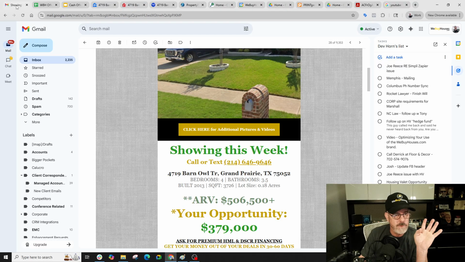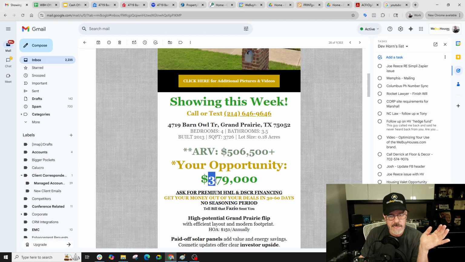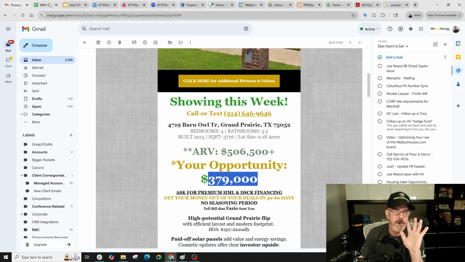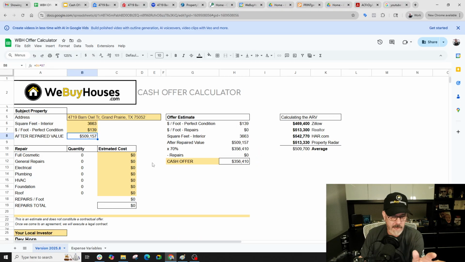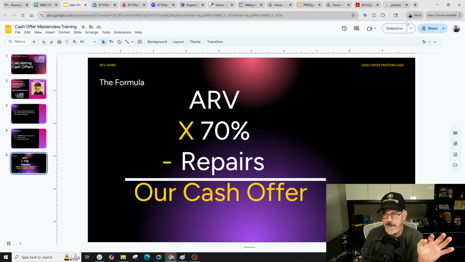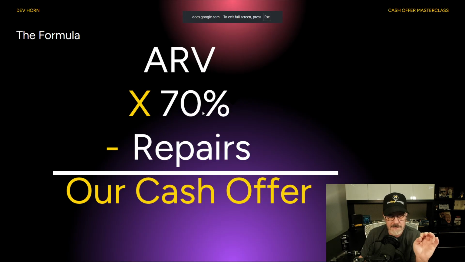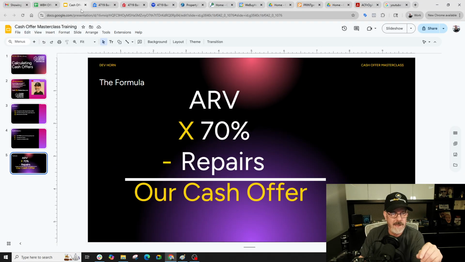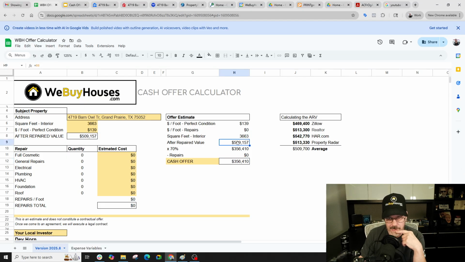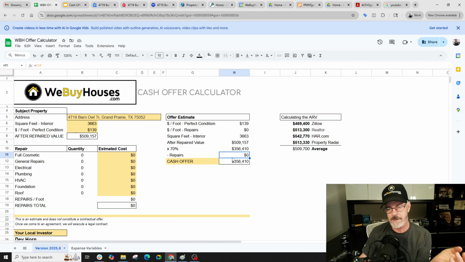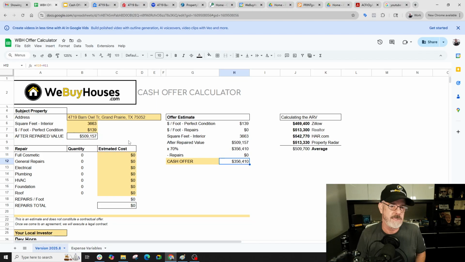Now, before we jump into it, I'll just point out they are asking $379,000. We've put no repairs in our model yet. You know, we put them in here and they get calculated over here. And we're at $356,000 is what our model says, because remember this calculation right here. We can pay the ARV times 70% minus the repairs. And so if we jump back into the model, that's the ARV times 70% minus the repairs. Right now, if I had no repairs, if it was zero, $356,000 is what we could pay for the house.